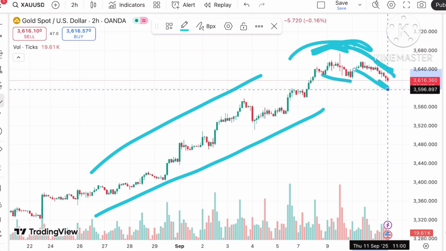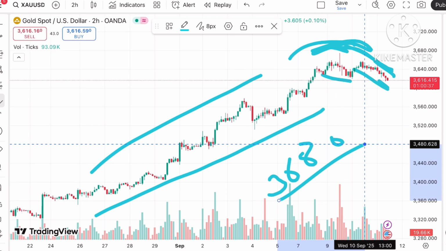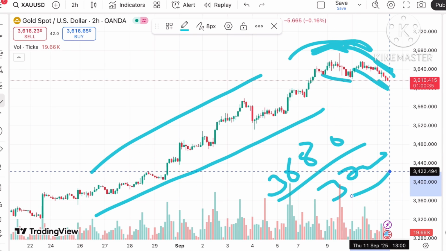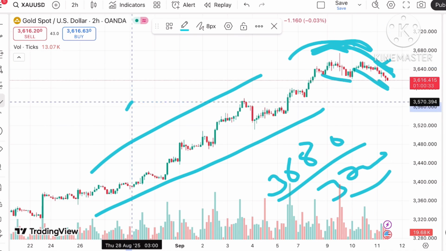A clean 2 hour close above that level would likely trigger stop orders and invite fresh long positions, with upside potential towards 3680 and 3700. This is what we can see if it starts sustaining above a level of 3660.